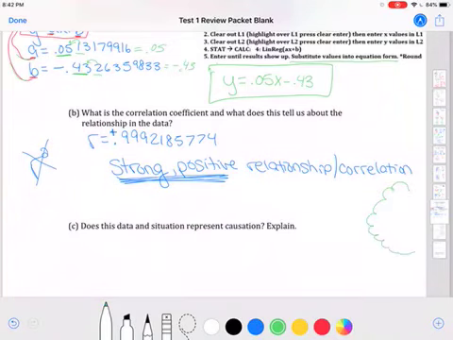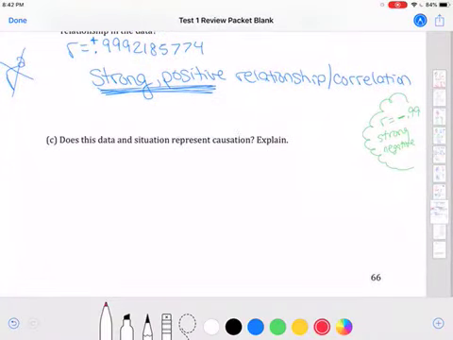So just a quick little side note before we move on to part C. If this R value were to have been negative 0.99, it's still strong. It's still close to 1, but it's just going to be strong and negative. Okay, so keep that in mind. The closer it is to 1, the stronger it is.